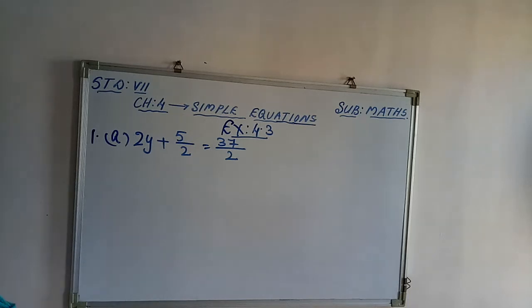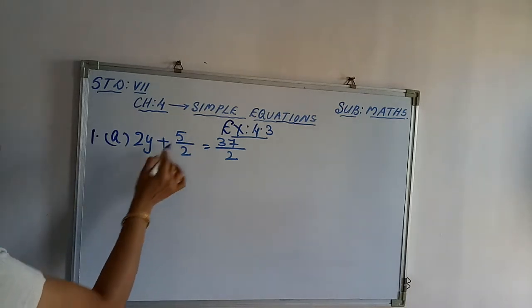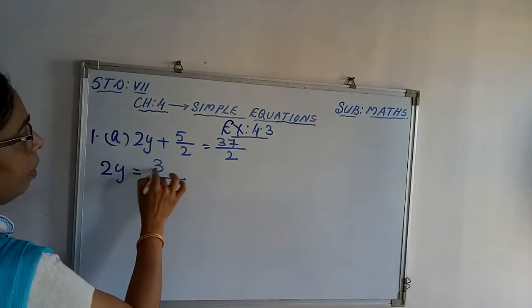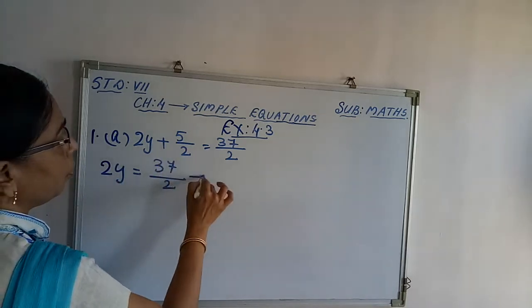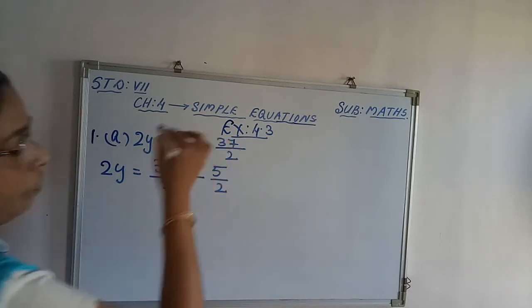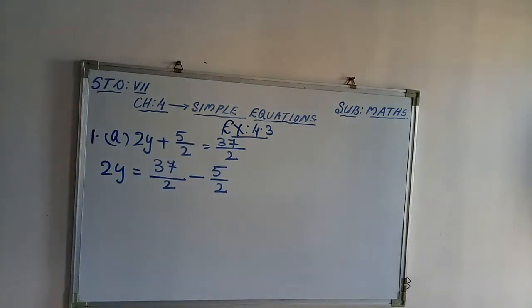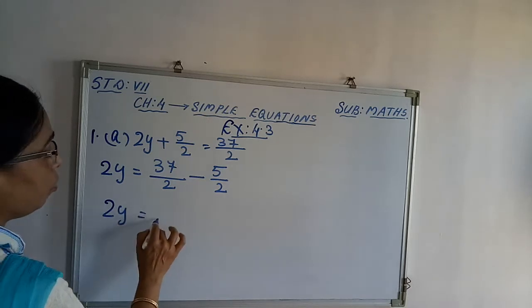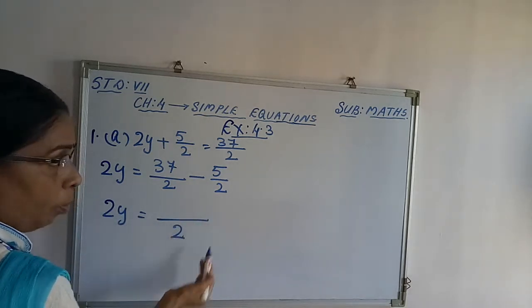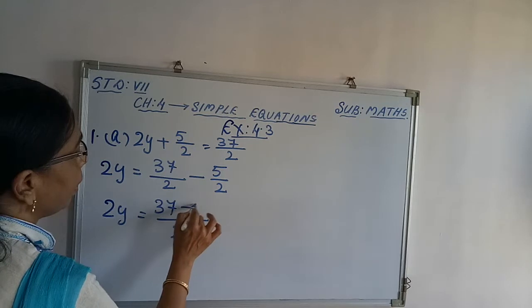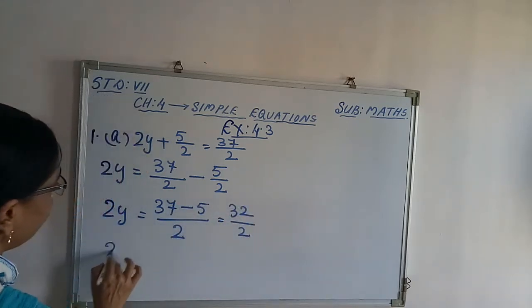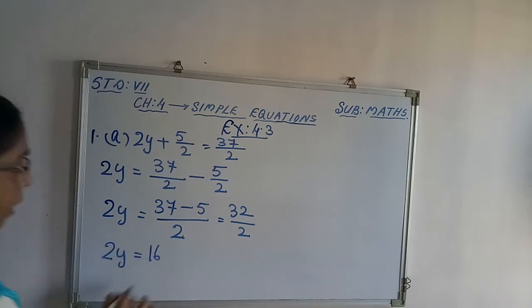It becomes negative. So we can write, by transposing 5 upon 2, 2y is equal to 37 upon 2 minus 5 upon 2. What is the step you are following there? Transposing 5 upon 2 to RHS. Then for 2y you will get, you know how to solve fractions, 2 common denominator, 37 minus 5, you will get 32 upon 2. That is, 2y you will get 16.